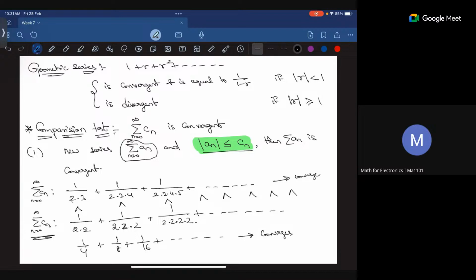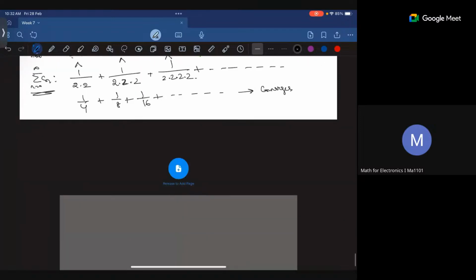That's how you compare. So what we are going to do is compare our new series with a very well-known geometric series, such that all your geometric series terms are greater than your new series terms. If you are able to come up with such a geometric series, then you can say that by comparison test, our series an will also converge. That's it.